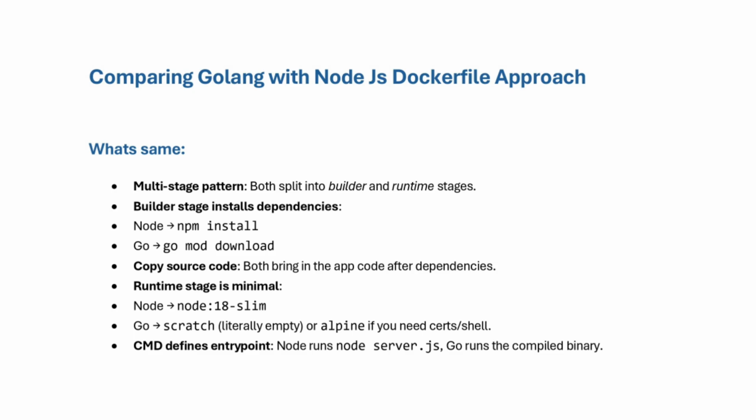What's the same? The multi-stage pattern, both are split into builder and runtime stages. The builder stage installs dependencies. In Node it is npm install, in Go it is go mod download. Copy source code: both bring in the app code after dependencies. The runtime stage is minimal. Node has node18 slim, Go has scratch, literally empty, or alpine if we need a shell or certs. CMD defines the entry point. Node runs node server.js, Go runs the compiled binary.